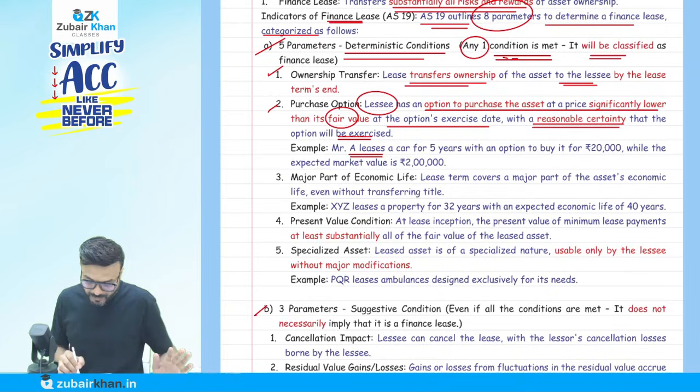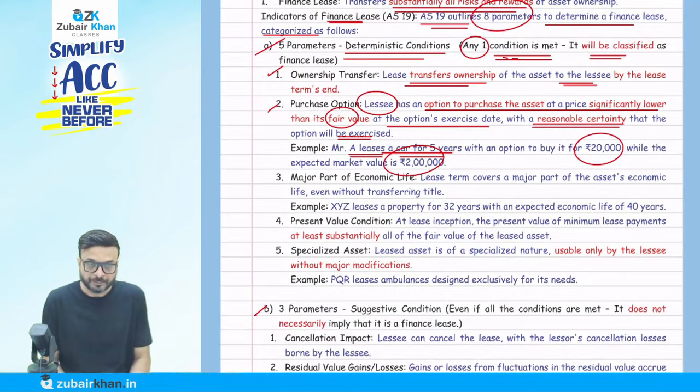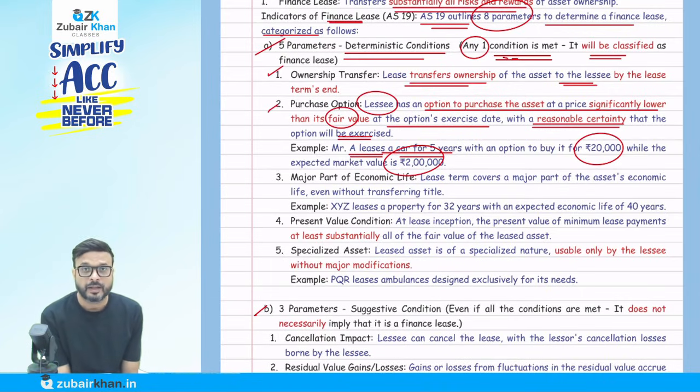Mr. A leases a car for 5 years with an option to buy it at rupees 20,000 while the expected market value is rupees 5 lakh. What happens? Suppose I am the lessor, you are the lessee. I am giving an asset. I am telling you that okay, I am giving you an option. At the end of the 5th year, you can purchase this car, and I'm offering it to you for only 20,000, and it is expected the market value at that time.